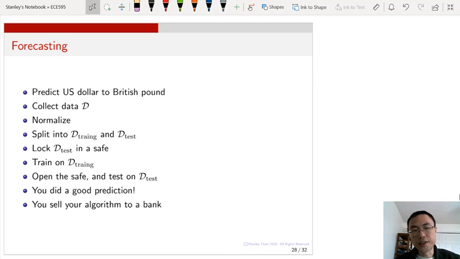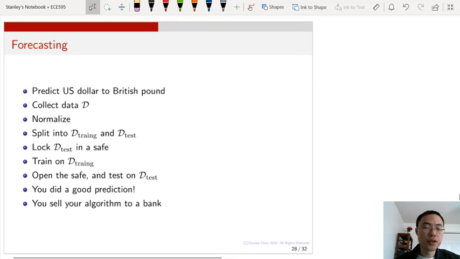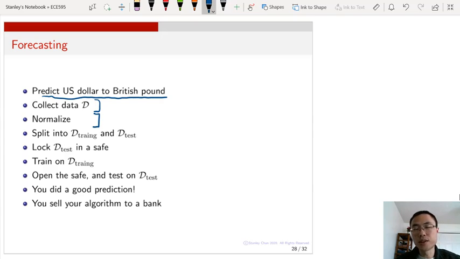Let me give you an example to illustrate the idea. Your goal is to predict the US dollar to British pound, and you have collected the data set D. For some reason, you want to normalize it so that the numbers are between maybe -1 to 1. Then you split the data into the training set and the testing set, and you lock the testing data set in a safe.